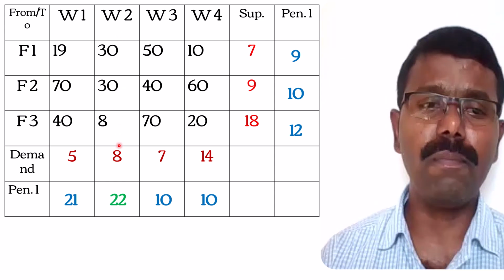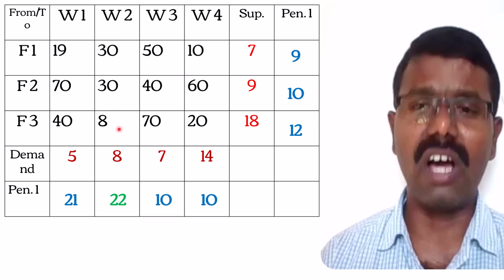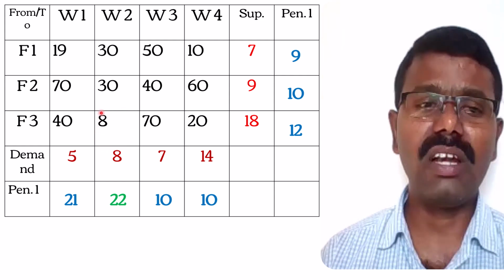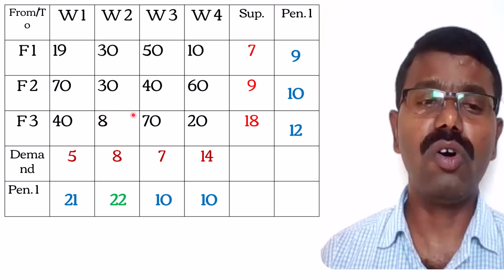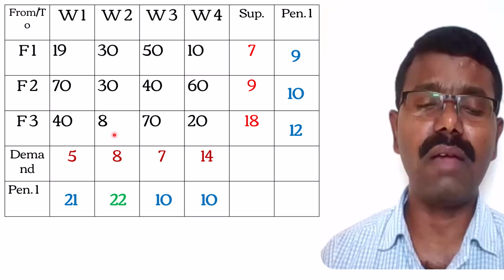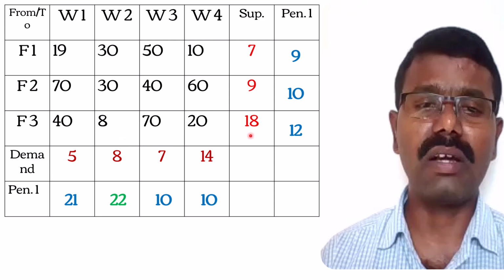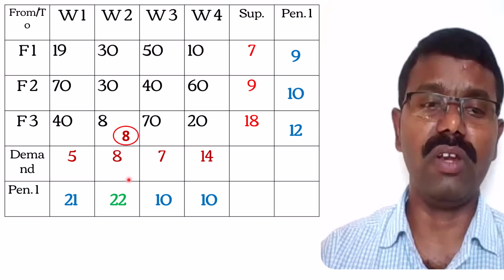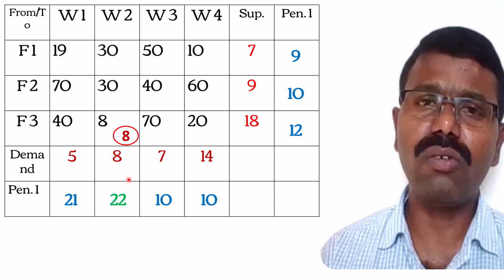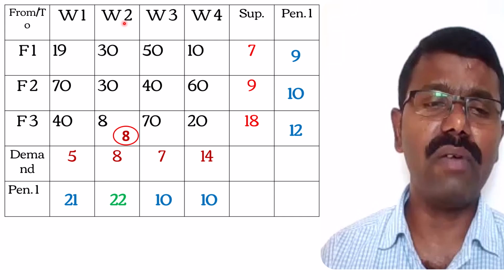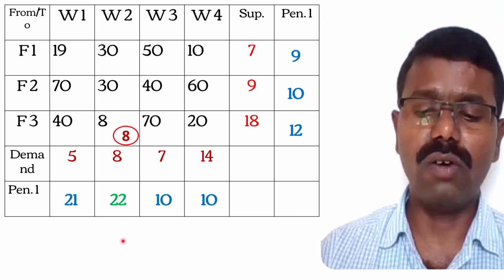And in this column, we will identify which cell has the least cost. So 8 is the least cost, and to this cell we are going to assign the units. What is the maximum number of units we can assign? Here the demand is 8, but the supply is 18, so we can assign a total of 8 units. Once after assigning 8 units, warehouse 2 has met its demand, so you can cancel this warehouse 2.